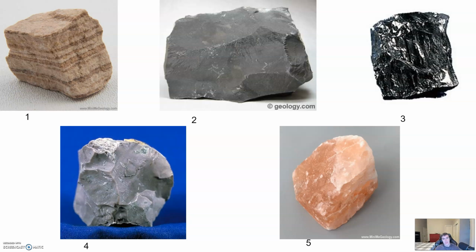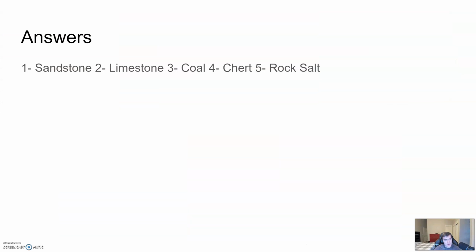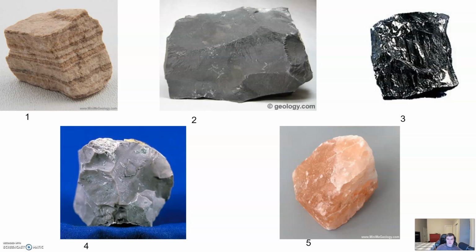And here's another activity. Just name the rocks that I've shown you throughout the lecture. Feel free to pause and do that. And here come the answers right now. So 1 is sandstone, 2 is limestone, 3 is coal, 4 is chert, and 5 is rock salt. Number 1 being sandstone, it again has layers as evidence of sedimentary rock, and all of the sediment is of sand size. For 2, we have limestone, which again is very fine sediment. I believe it's silt-sized sediment.